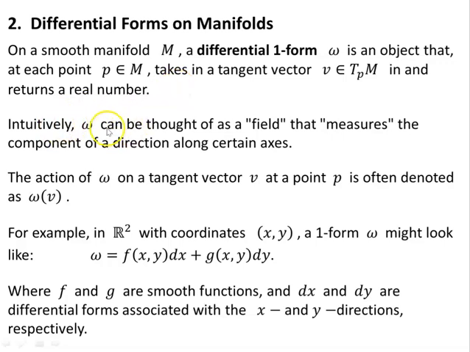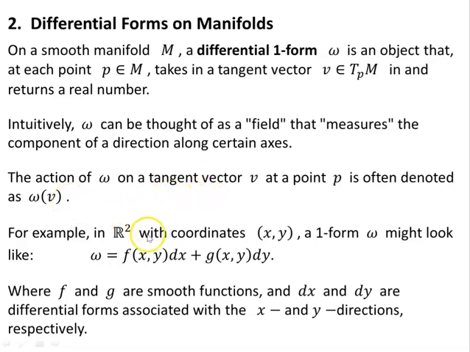Now, intuitively, omega can be thought of as a field that measures the component of a direction along certain axes. So the action of omega on a tangent vector v at a point P is often denoted omega of v. If you go back to the first couple of videos on introduction to one forms, one form as gradient, introduction to two forms and introduction to three forms, they're all separate videos, and they look at this idea and explain the mechanics behind it.